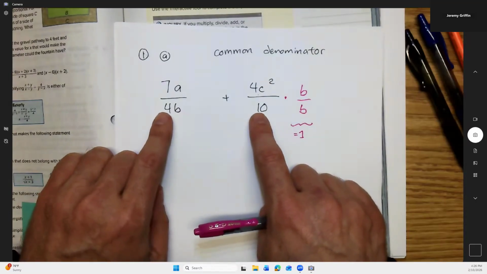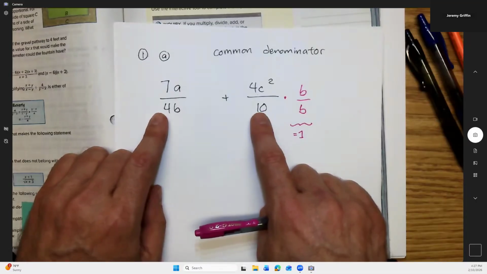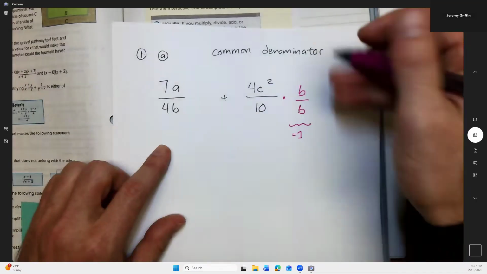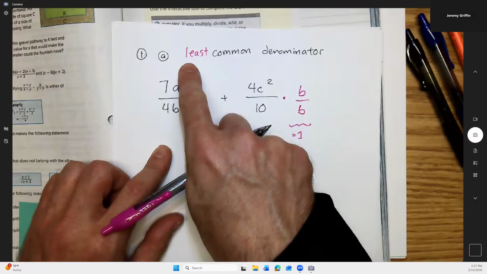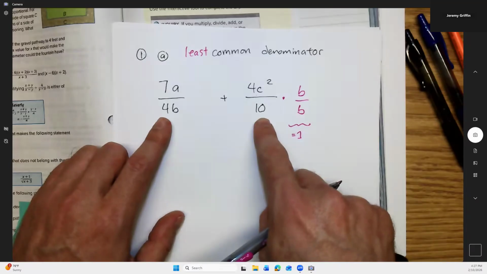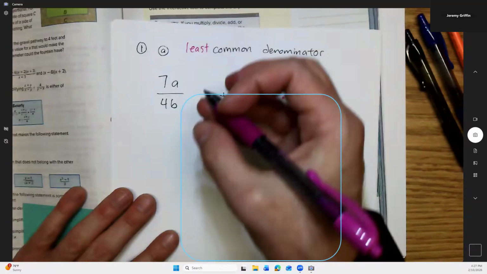Well, let's see. If I break them into prime factors, I know 4 is 2 times 2. I know 10 is 2 times 5. So how about 20? I think 20 would be the least common denominator. I'm going to throw in the word least, but I'm thinking right. So the least common denominator, I think, could be 20. Like 4 goes into 20 and 10 goes into 20. Think about prime factors, so you get that too.